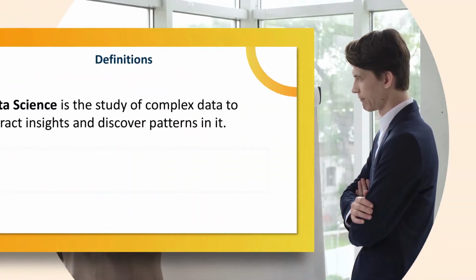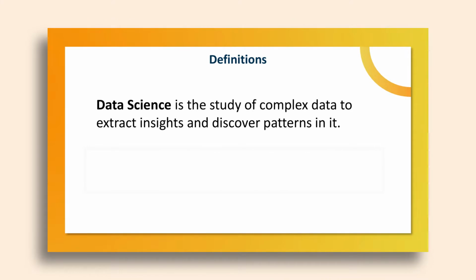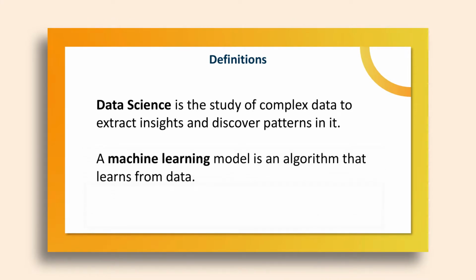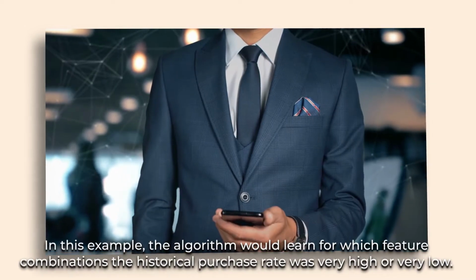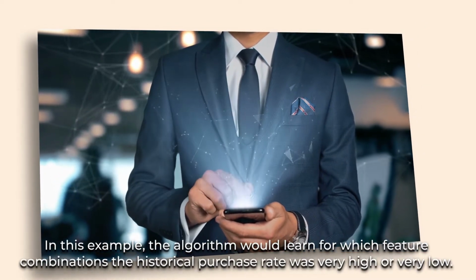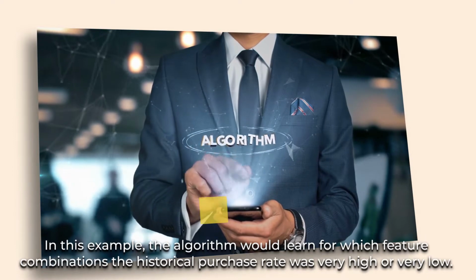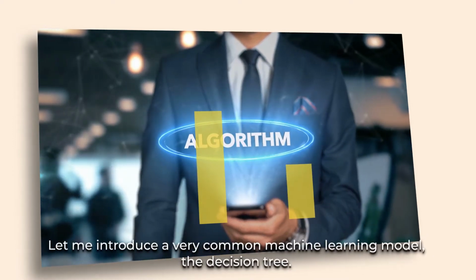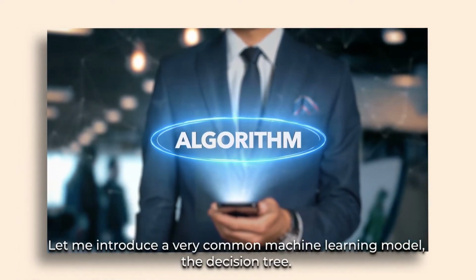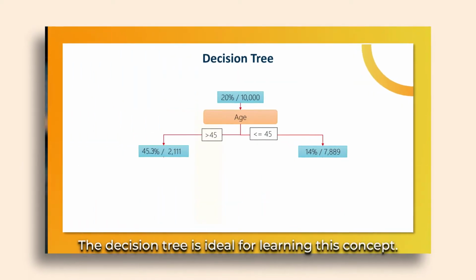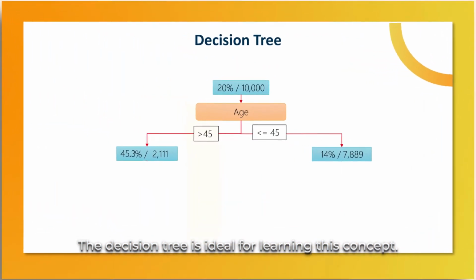Data science is the study of complex data to extract insights and discover patterns in it. A machine learning model is an algorithm that learns from data. In this example, the algorithm would learn for which feature combinations the historical purchase rate was very high or very low. Let me introduce a very common machine learning model, the decision tree. The decision tree is ideal for learning this concept.